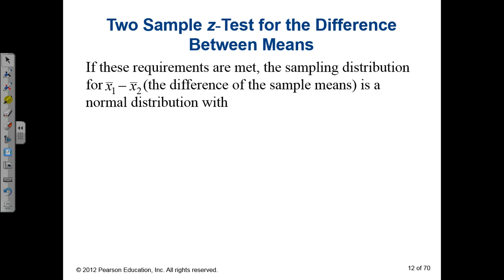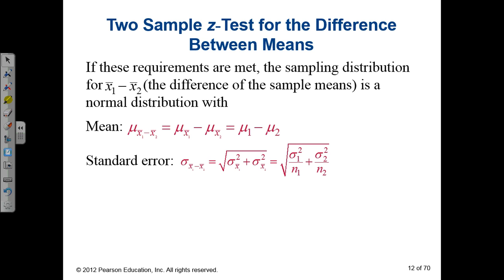If these requirements are met, then the sampling distribution is a normal distribution with mu. These are three different ways to denote this. Mu of x bar 1 minus x bar 2 is the same thing as saying mu of x bar 1 minus mu of x bar 2, but often I just write it as mu 1 minus mu 2, just kind of a shortcut. The standard error now looks complicated, but it's really not.